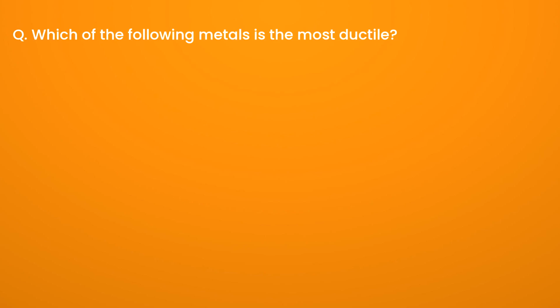Question: which of the following metals is the most ductile? Option A. Copper. Option B. Gold. Option C. Aluminum. Option D. Silver. You have 5 seconds to answer the question.